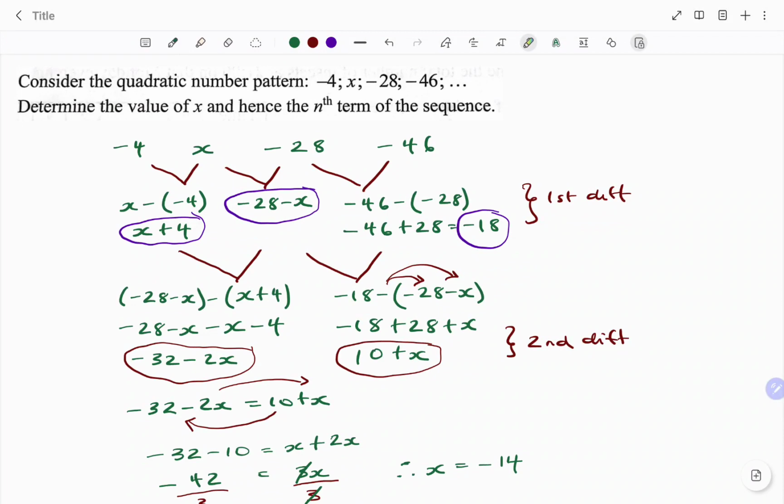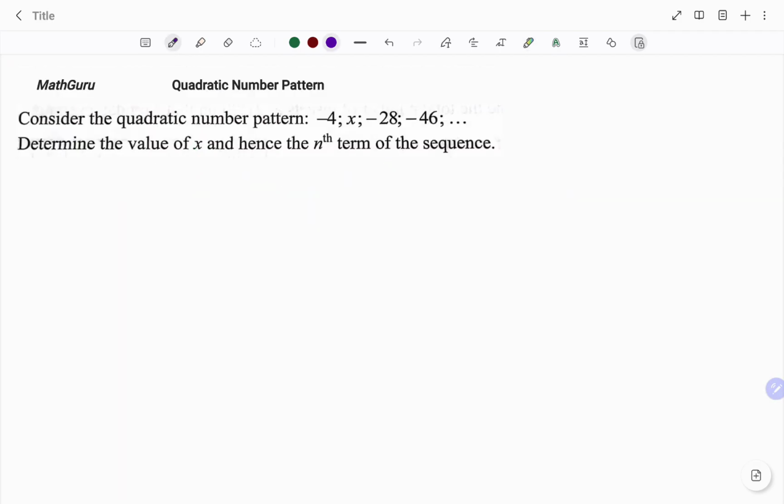It says, hence, find the nth term of the sequence. To find the nth term, I have my x to be negative 14. So I list out my terms again in the sequence. That's negative 4, negative 14, negative 28, and negative 46. I start by finding my first difference as shown, and that's the term in front minus the term behind.